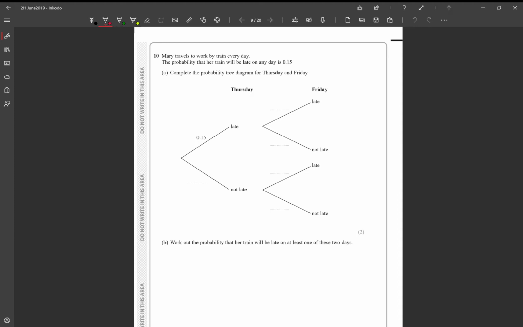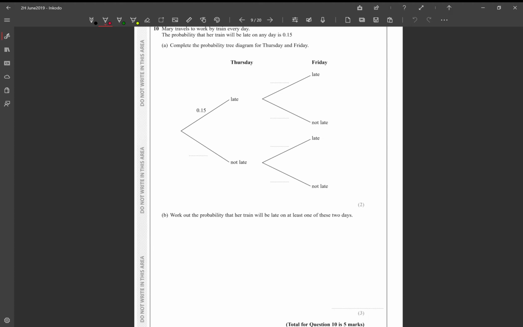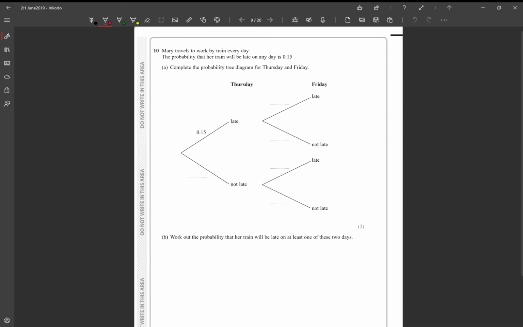Okay, so Mary travels to work by train every day. The probability that a train will be late on any day is 0.15, and we use decimals. Obviously they could use fractions or percentages, so it's equivalent to a 15% chance, but we'll keep it as decimals. Thing to know really, each thing has to add up to 1. So 15% chance of being late, 85% chance of being not late, because it's one or the other, isn't it?